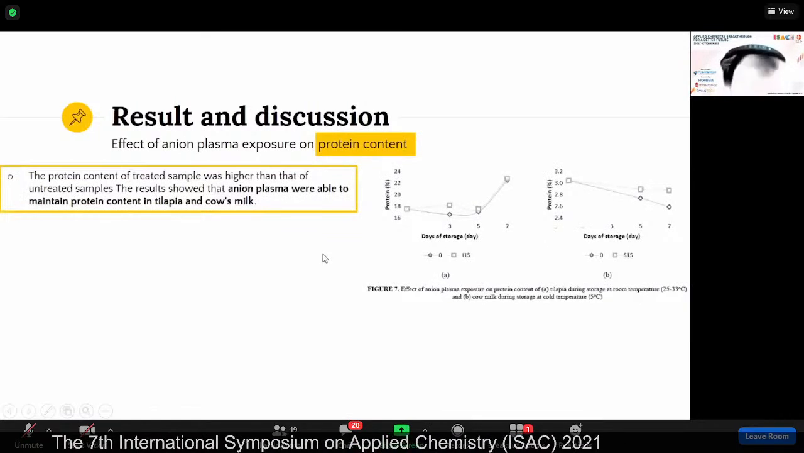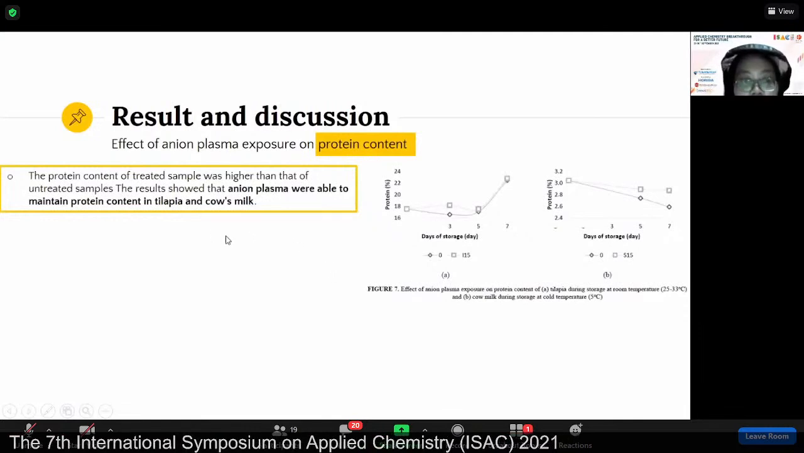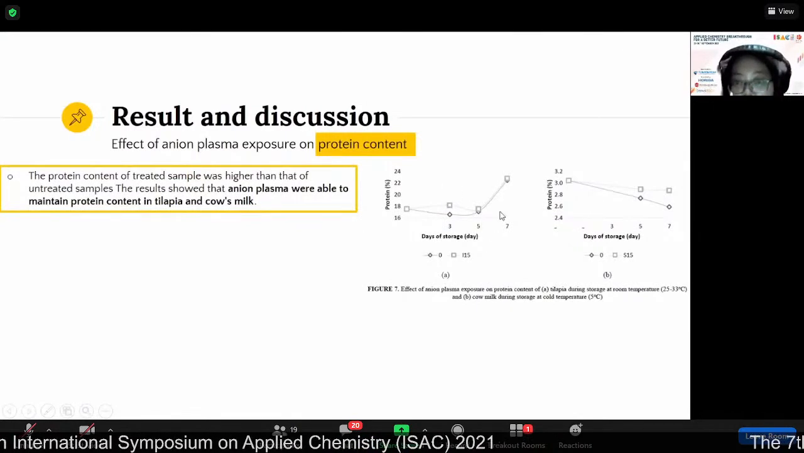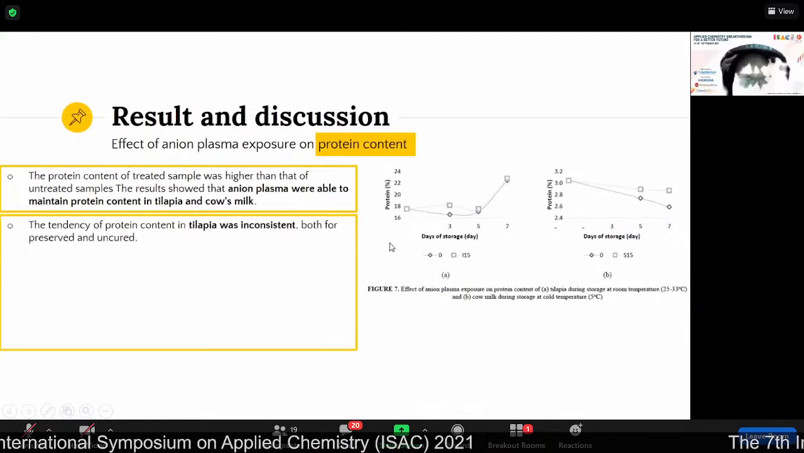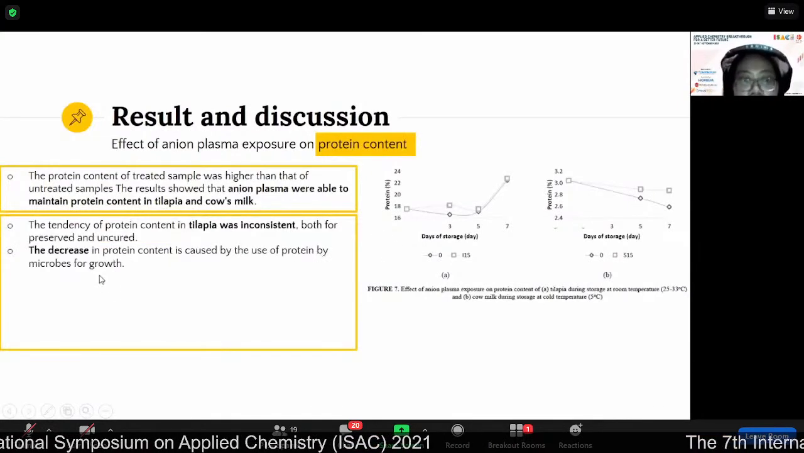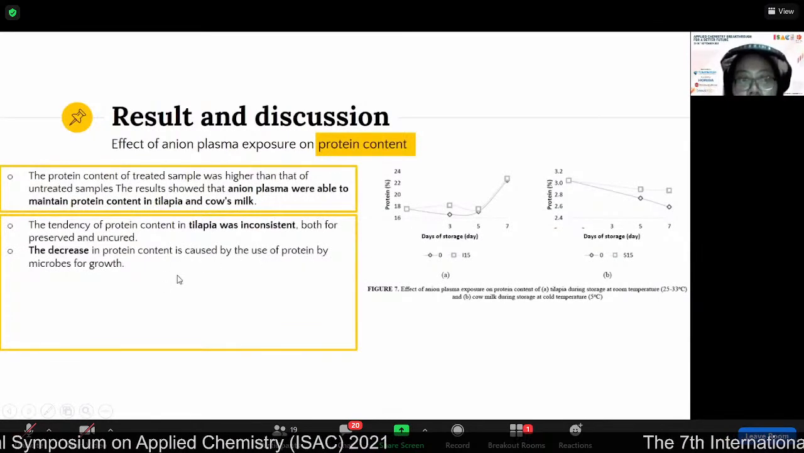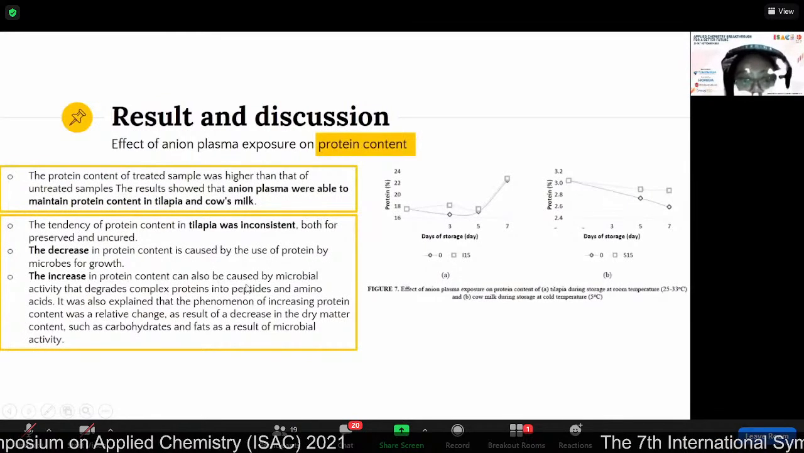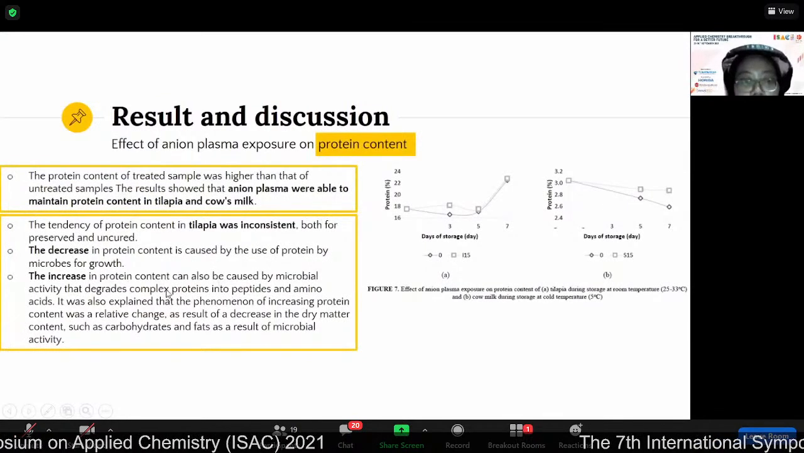The protein content of the treated sample was higher than that of the untreated sample. The results showed that animal plasma was able to maintain protein content in tilapia and cow's milk. The tendency of protein content in tilapia was inconsistent. The decrease is caused by the use of protein by microbes for growth, and the increase can also be caused by microbial activity that degrades complex protein into amino acids.